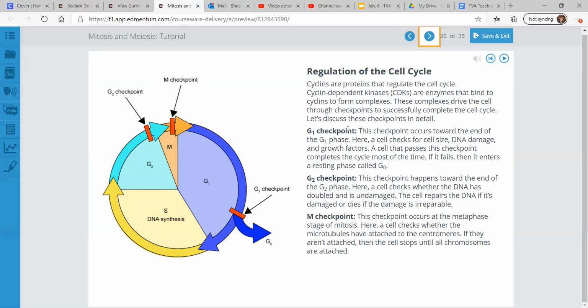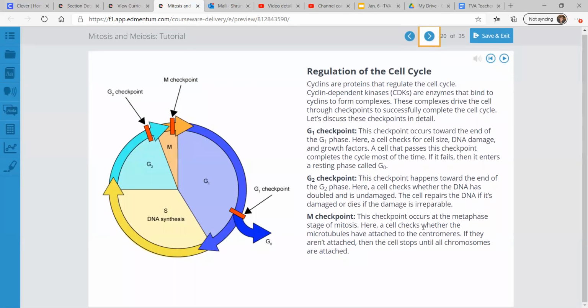This next checkpoint, G2, happens towards the end of the G2 phase. Here, a cell checks whether the DNA has doubled and is undamaged. The cell repairs the DNA if it's damaged, or dies if the damage is irreparable.